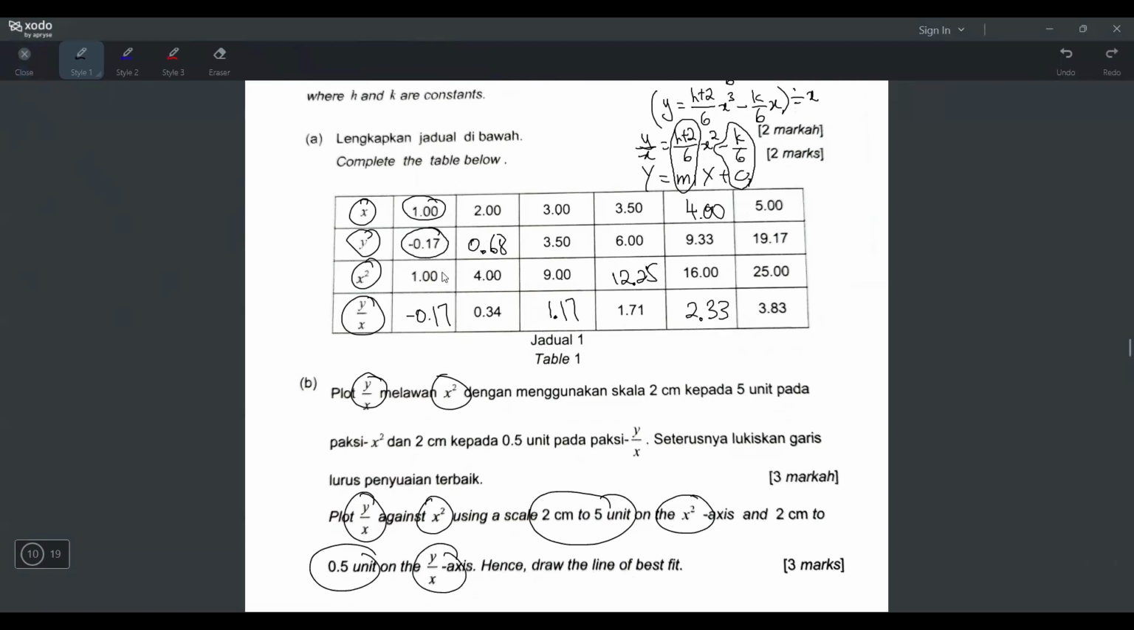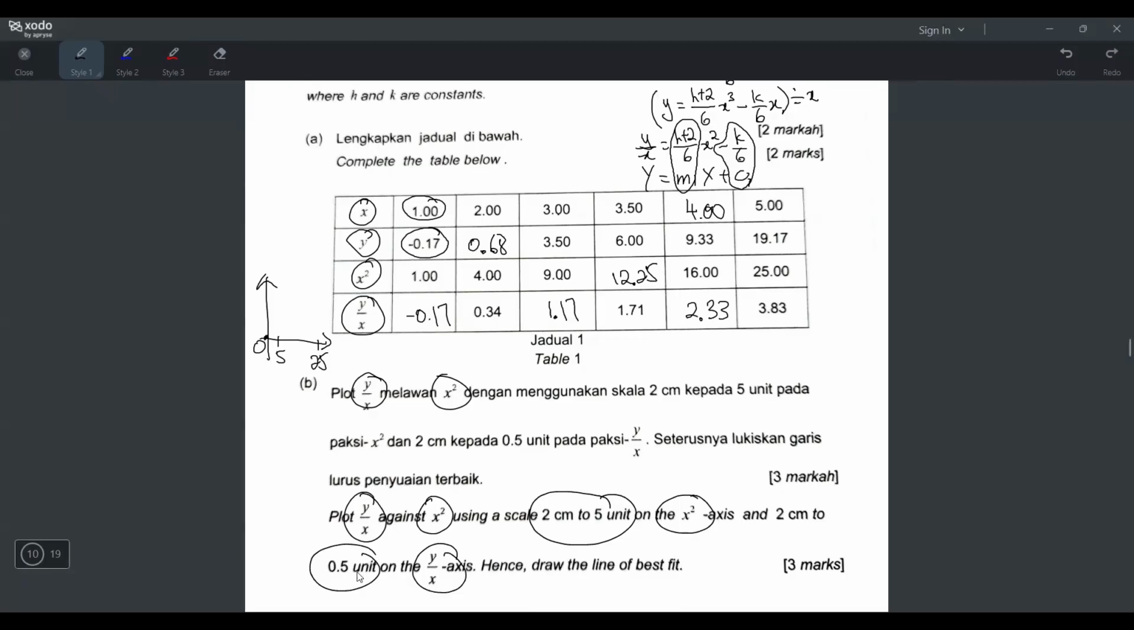Okay, before I go to the graph paper, let's look at the scale and see where we should put our origin first. You can see that all the values here are positive, except this value, negative 0.17. So I can actually put my 0 at the bottom left, because they said 2 cm to 5 on x squared. It means here will be 5, 10, 15 until the highest value, 25, right? You reach 25 with just 5 boxes, so it's good, 5 times 5.